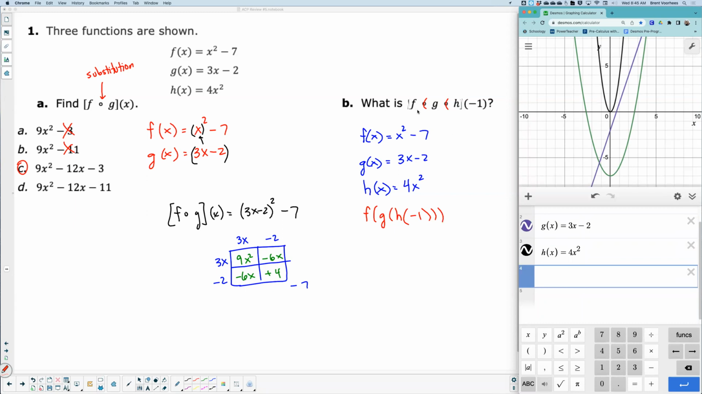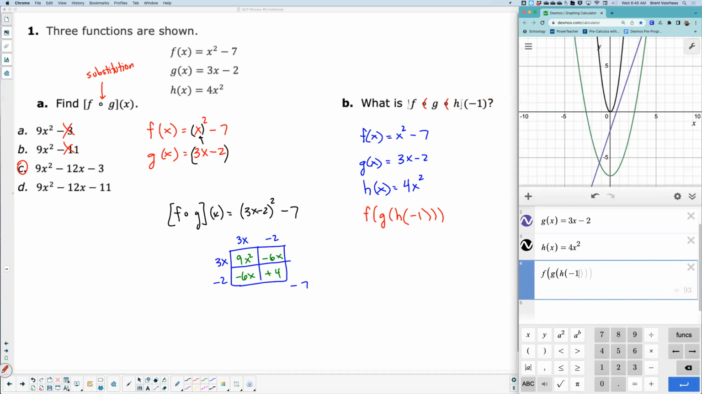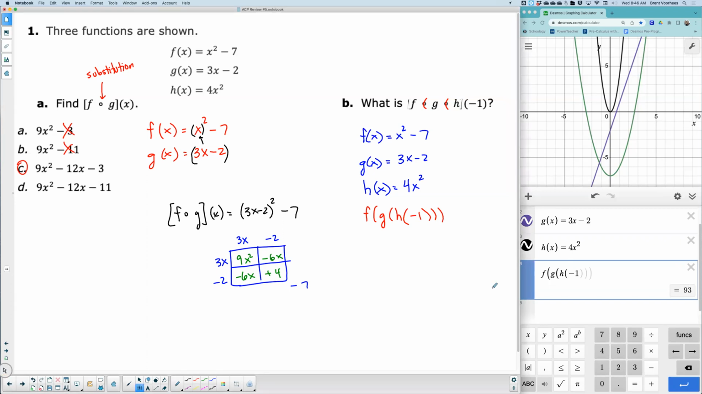And now to type this in, f, so I ignore the square bracket, that's why I did a little white out. Instead of substitution, we do a parentheses, g, parentheses, h, again ignore the square bracket. So now another left parentheses, -1. And as I was saying, you don't even have to close the parentheses, Desmos will automatically. It tells us the answer is 93.